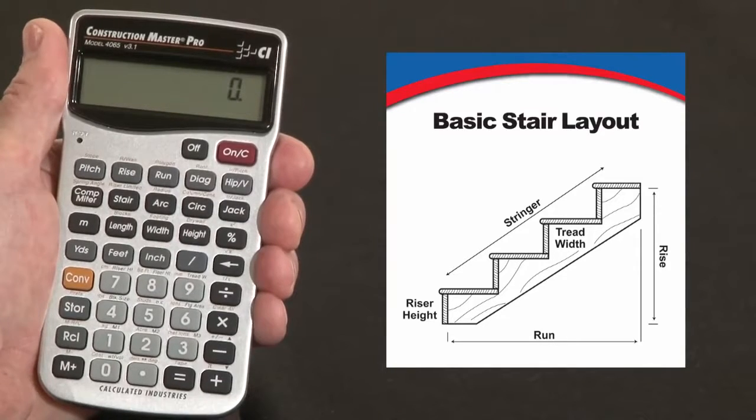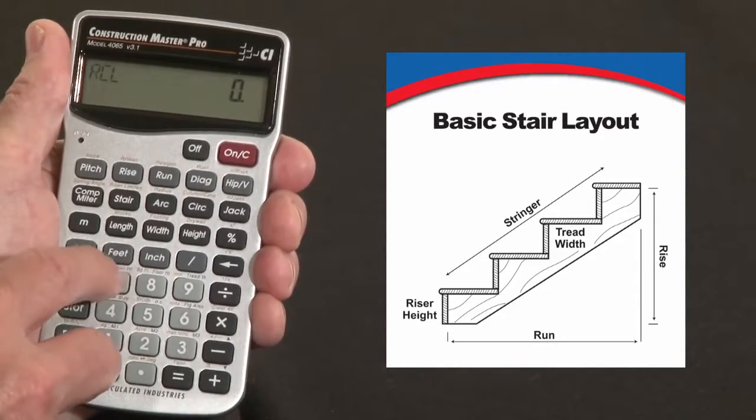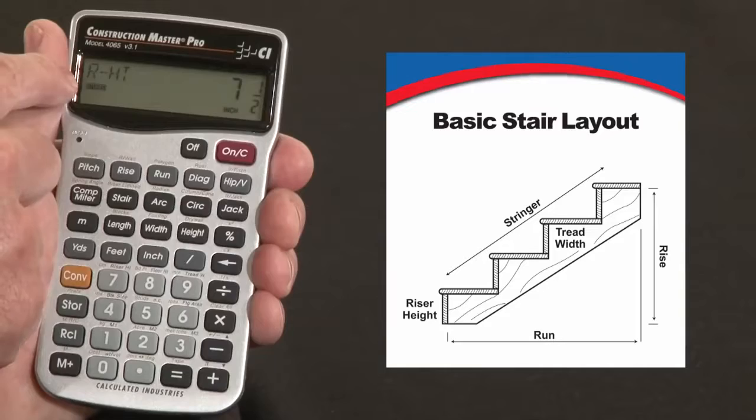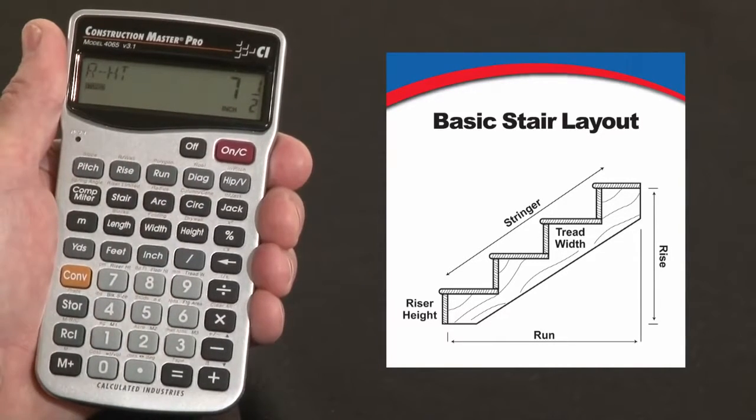First off, let me show you that the calculator is going to use a 7.5-inch target riser height as the default. If I hit recall 7 above there, it says riser height stored is 7.5 inches. That's the default of the calculator that it'll use. You can change that to something else if you like, but for this example, we're going to leave that alone.